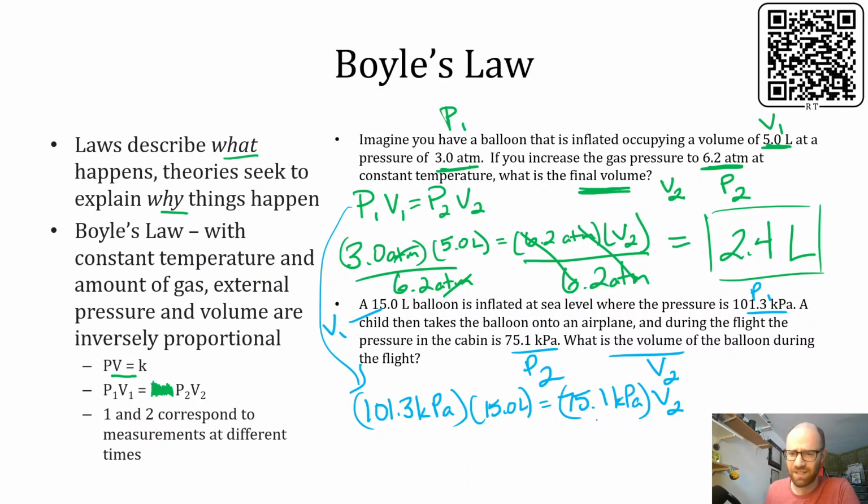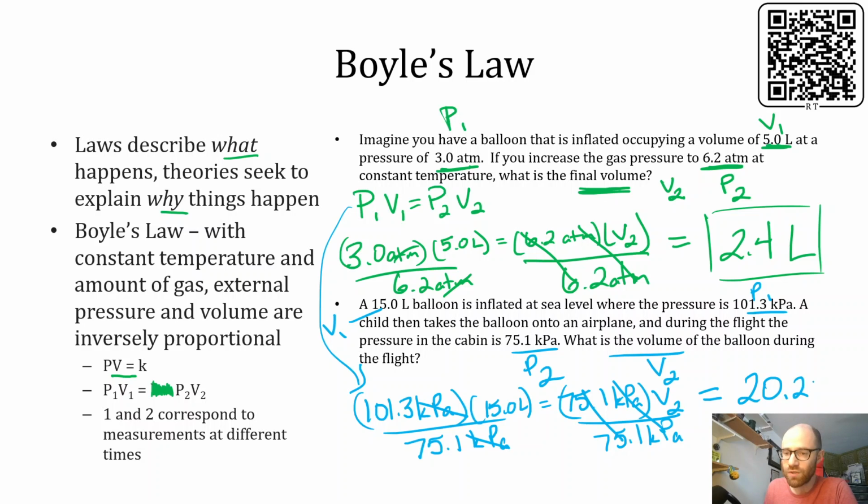And then I was surprised to find out, I went and looked this up, that's a really low pressure for an airline, but I guess that's what they do. It's higher than it would be if the windows were open, but that still seems 75% of what normal pressure is. That's a lot. But what we come out with here is 20.2 liters. Now again, does this make sense? Well, pressure went down, so volume should go up. 20 is greater than 15, so this works.